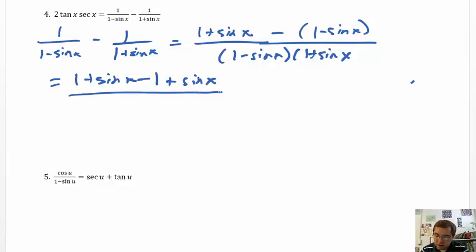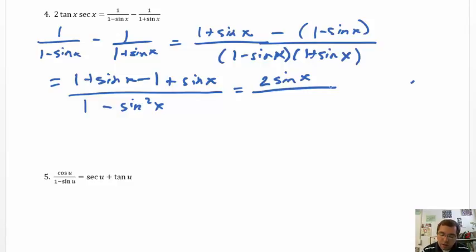On the bottom, let's FOIL that out. When I FOIL it out, I get 1 plus sine of x minus sine of x, so those cancel each other out, minus sine of x times sine of x, which is sine of x squared. So 1 minus sine squared x. How does the top simplify? Well, I have a positive 1 and a negative 1. Those cancel out. Then I have a sine of x and another sine of x. Sine of x plus sine of x becomes 2 sine of x. On the bottom, I have 1 minus sine squared of x.